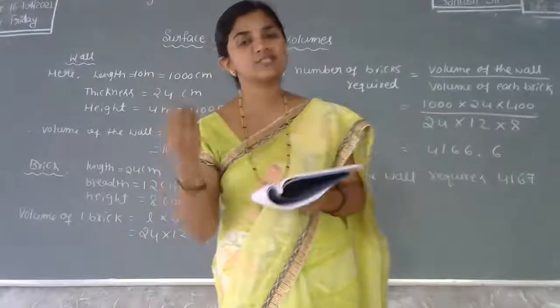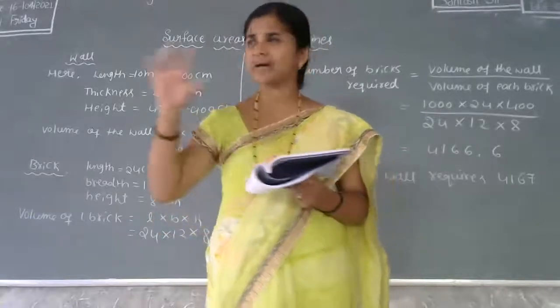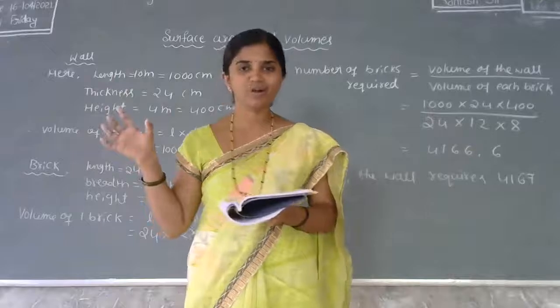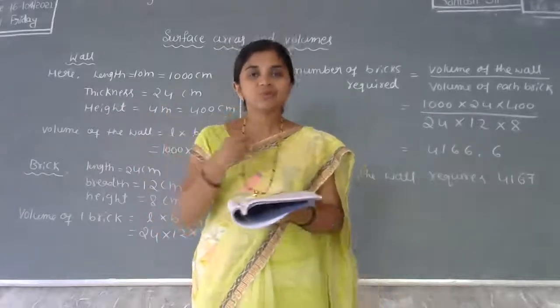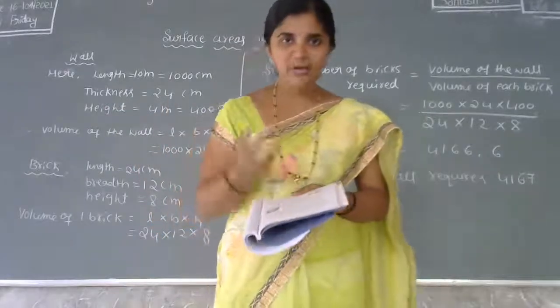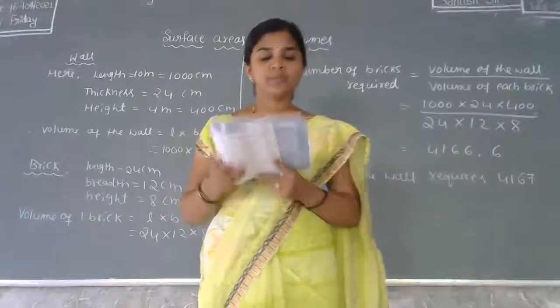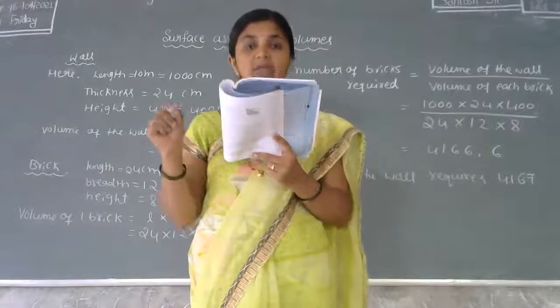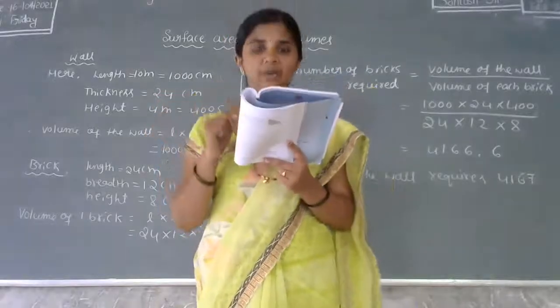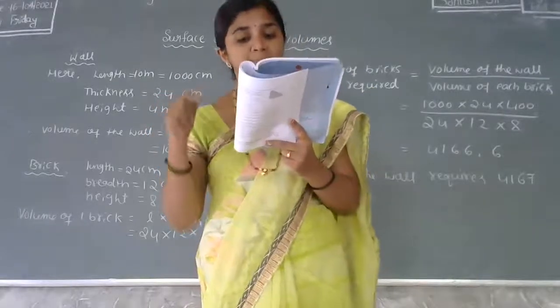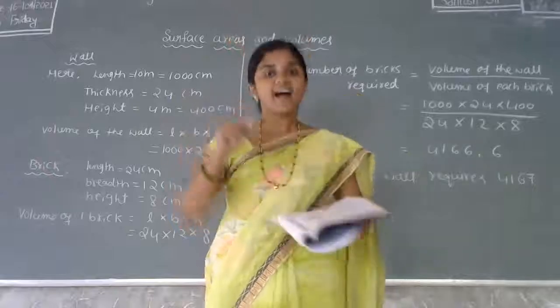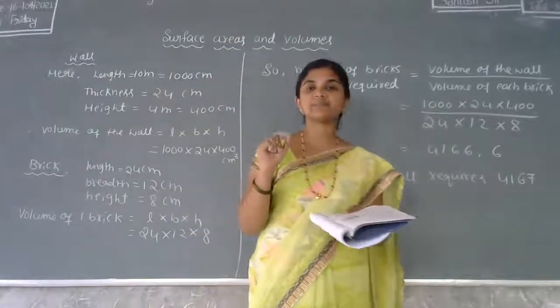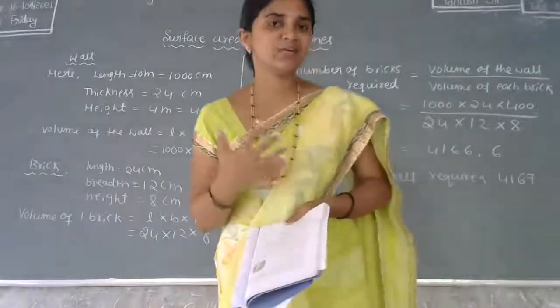Wall is an example for a cuboid. We can observe the shape of a cuboid in the wall, no? And bricks, the stones used for it, are also cuboid shaped. You can imagine that problem, no? The bricks whose dimensions are 24 centimeter into 12 centimeter into 8 centimeter. How many bricks would be required? So for the wall to be ready, how many bricks do we have to provide for it?